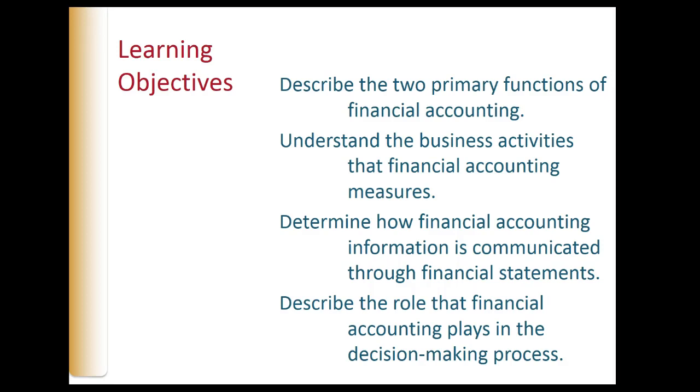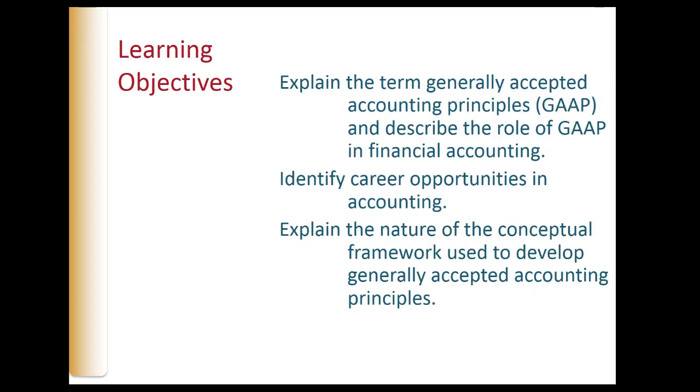What we're going to cover in this chapter is listed on the next two slides. We're going to talk about the two functions of financial accounting, which is measuring and communicating. We're going to talk about business activities that financial accounting measures and how we communicate this information through financial statements. Then we'll talk about the role financial accounting plays in decision-making processes. There are so many decisions that are made through financial accounting, and we'll talk about how that plays out.